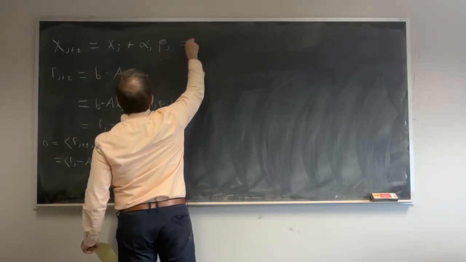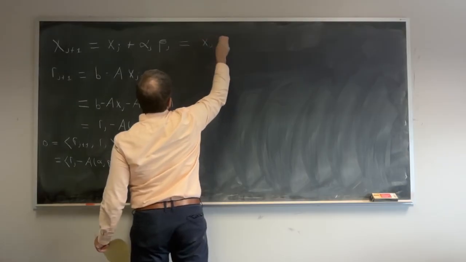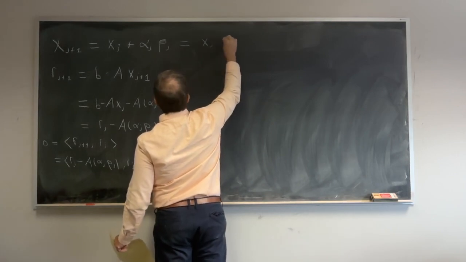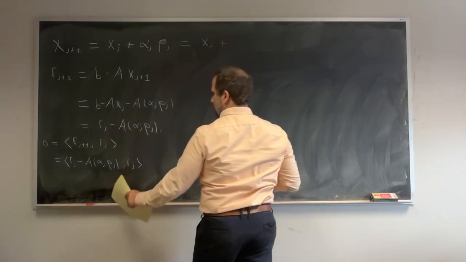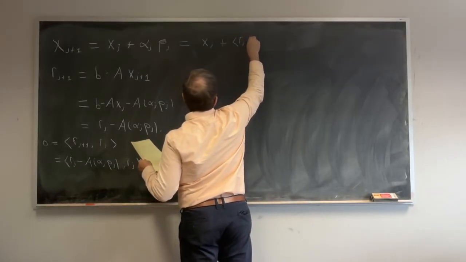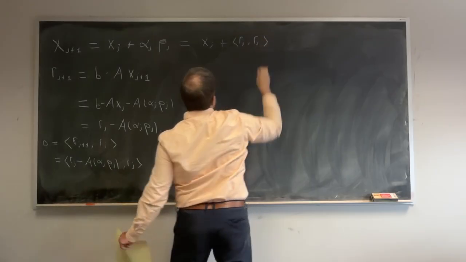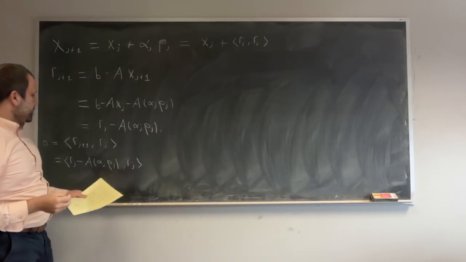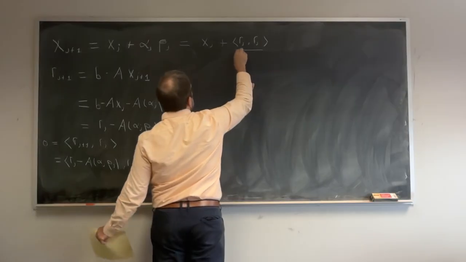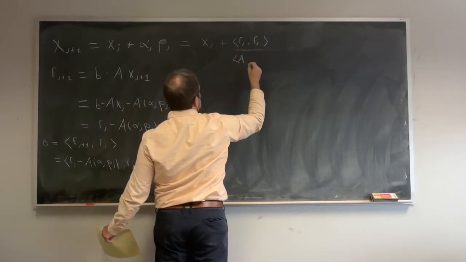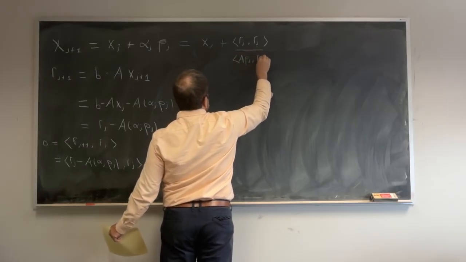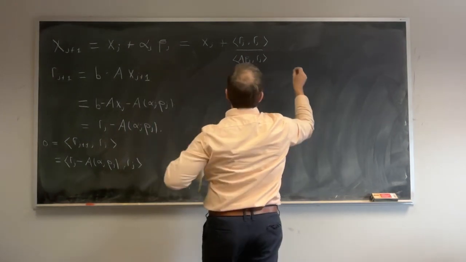This is equal to x_j plus alpha_j. If we solve this for alpha j, it's going to be the inner product of r_j with itself, divided by the inner product of A p_j with r_j, and then times p_j.